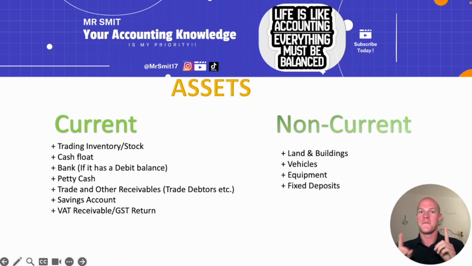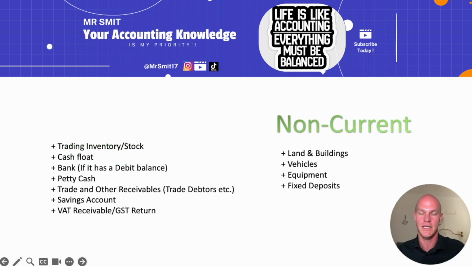Finally, which most people don't understand, is fixed deposits. Fixed deposits are the most underrated non-current assets. If you put your money into a 20-year fixed deposit account, it starts to grow at different interest rates and it starts accumulating. So it has its benefits and it is a non-current asset because it is a 20-year fixed deposit or a 10-year fixed deposit. That is why it is classified as a non-current asset.